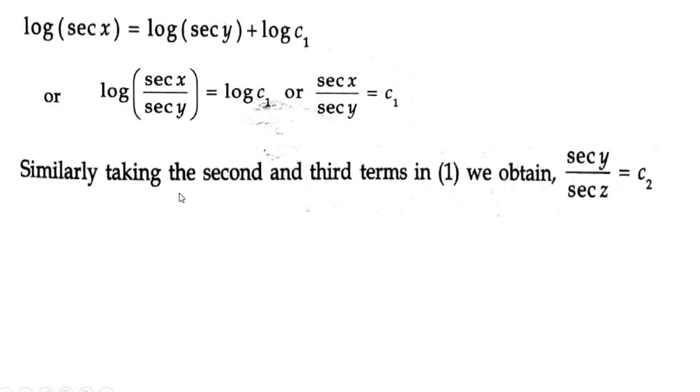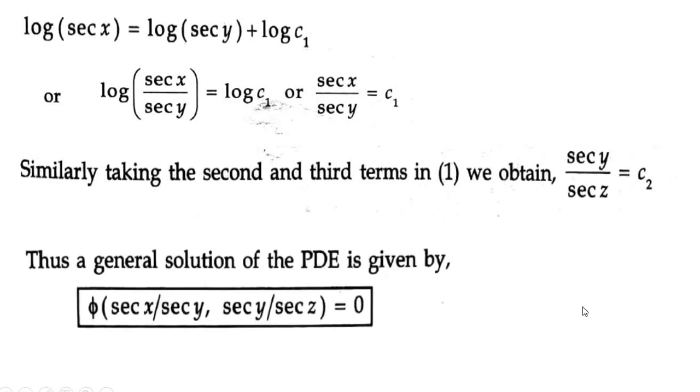So similarly, if I consider the second and third term, what is the second term? dy by cot y is equal to dz by cot z. Okay, so that is my second and third term. Similarly, you need not do that, you can just write similarly: you get secant y by secant z is equal to c2. If you want, you can work out in a similar way how I have found this.